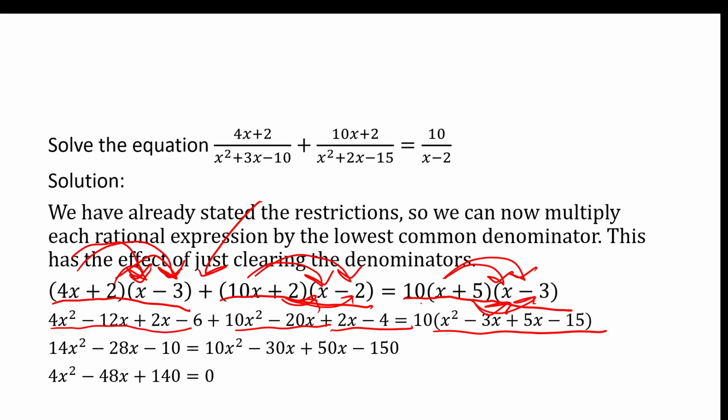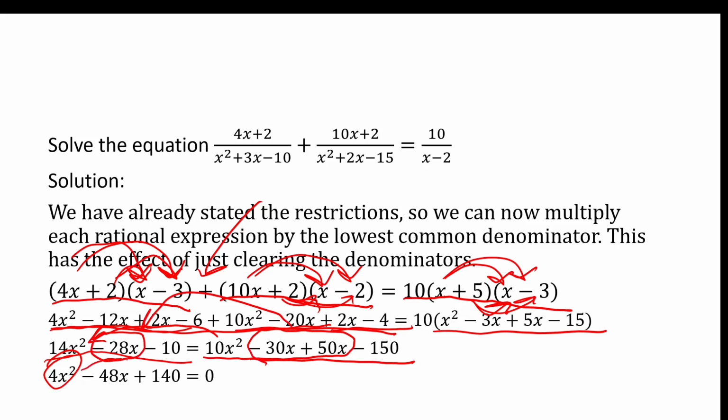When we then distribute, we collect like terms on the left-hand side, and we're left with 14x squared minus 28x minus 10. We distribute in the 10 on the right-hand side, and we're left with 10x squared minus 30x plus 50x minus 150. When we collect like terms and gather things onto the other side, we subtract 10x squared from both sides, we get 4x squared. We've got negative 28x. After collecting like terms here, we have positive 20x, but we bring it to the other side and we have negative 48x. And then we've got negative 10 on the left, but we've got negative 150 on the right, so we bring that over and add it, we get positive 140.